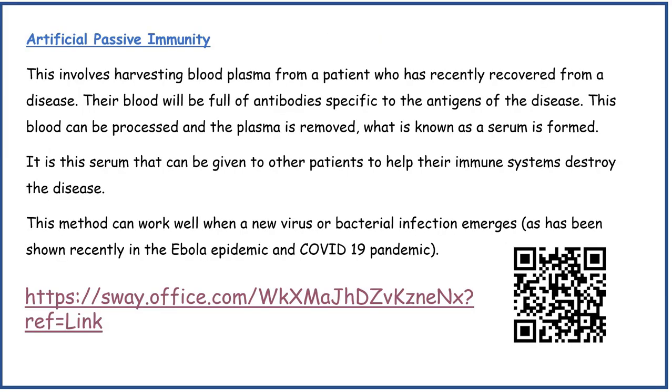Then you've got artificial passive immunity. This involves harvesting blood plasma from a patient who has recently recovered from a disease. Their blood will be full of antibodies specific to the antigens of the disease. This blood can be processed and the plasma is removed, and what is known as a serum is formed. And it is this serum that can be given to other patients to help their immune systems destroy the disease. This method can work well when a new virus or bacterial infection emerges, as has been shown recently in the Ebola epidemic and the COVID-19 pandemic.